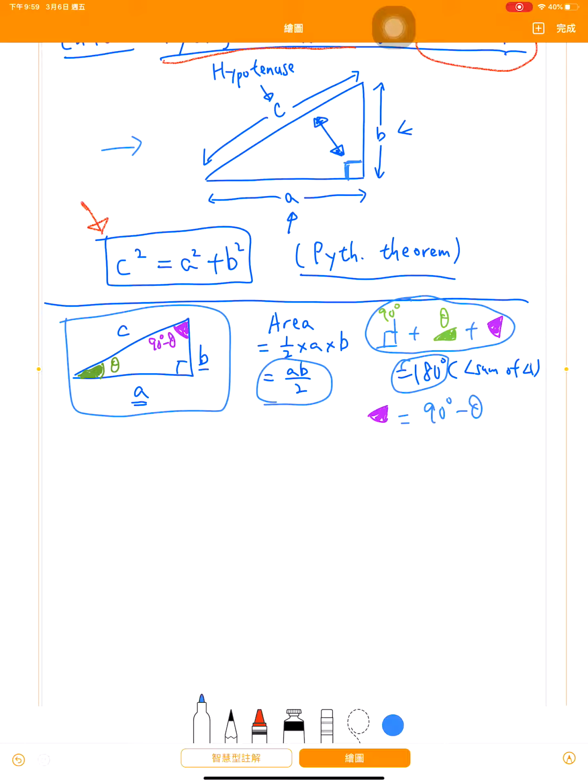Okay, then now I construct a figure like this. I construct a big triangle, and then inside the triangle I make 4 lines. Sorry, I mark it again.